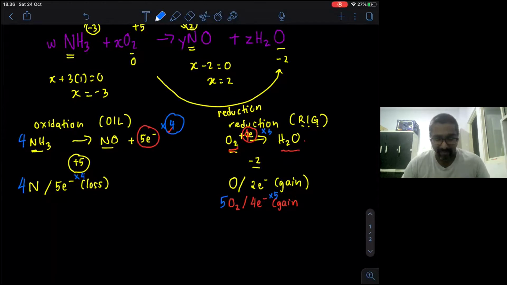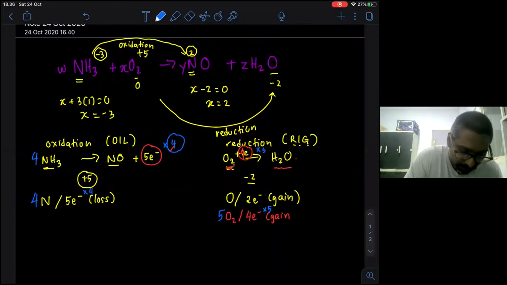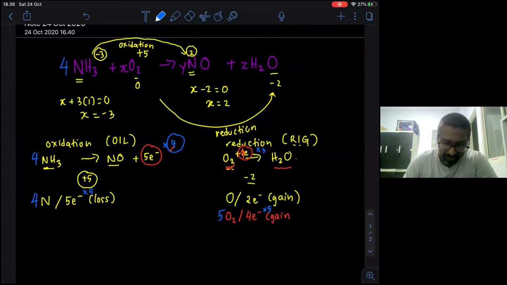So what I get over here is as simple as this. You are going to have 4 NH3, so you just need to write this as 4. We have identified this as 4 and this is 5, so X is 5. You just need to put 5 there. The rest you just need to balance. For example, what is Y? Quite simple. You have 4 nitrogen, so I'll erase the Y and put 4 here.